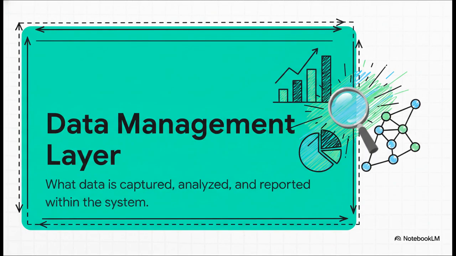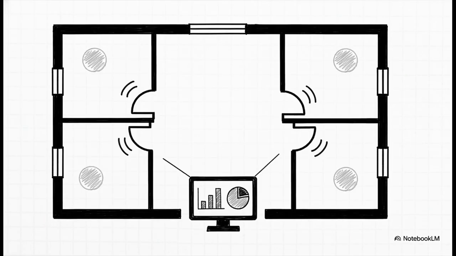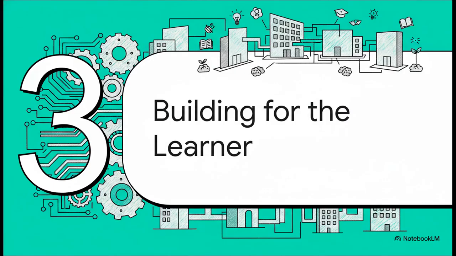And finally, our last layer, data management. This is all about tracking what happens inside. Think of this as the building's smart sensor system. It's tracking how people move around, which rooms get used the most, where people get stuck. It's all about collecting that data so the architect can understand how the building is really being used and, importantly, how to make it even better. So that's the tour. 7 layers.